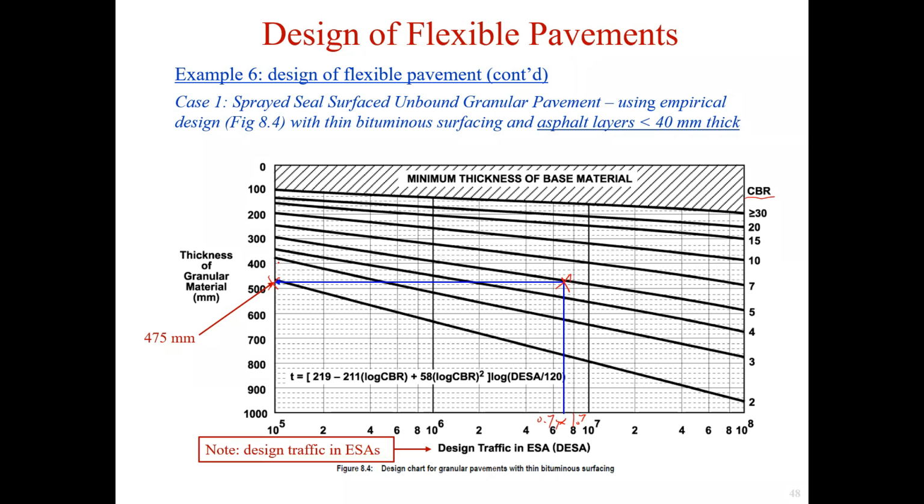The other way is to input the DESA and CBR into this formula, and we could work out the same value. This design chart is applicable to pavement with design traffic loading of 10 to the power of 5 to 10 to the power of 8 ESAs.